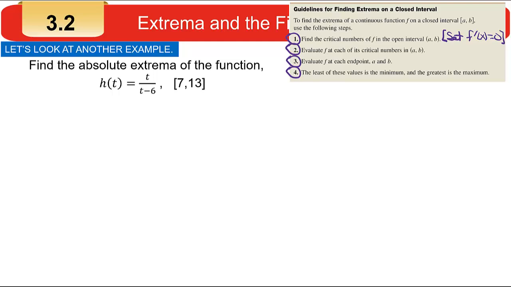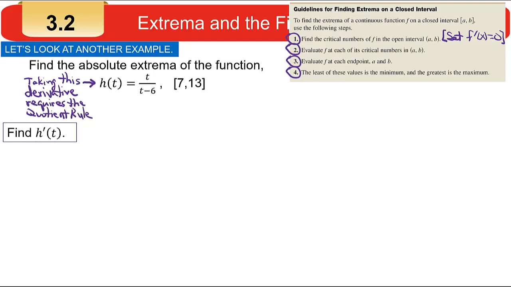Let's just step through. The first thing we're going to do is find the critical numbers, and the critical numbers involve taking the derivative and setting it equal to 0. This is where the problem becomes a little more time consuming, because to find the derivative of a rational function, we have to use the quotient rule. Quotient rule takes a little more time than just taking the derivative of a polynomial function.